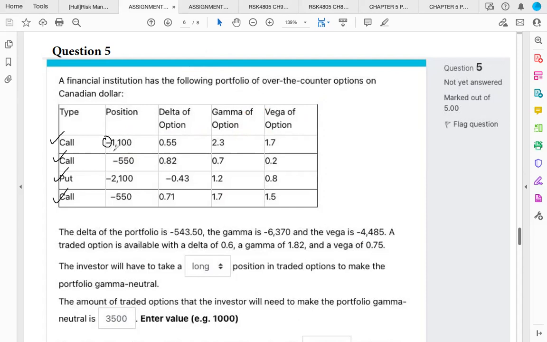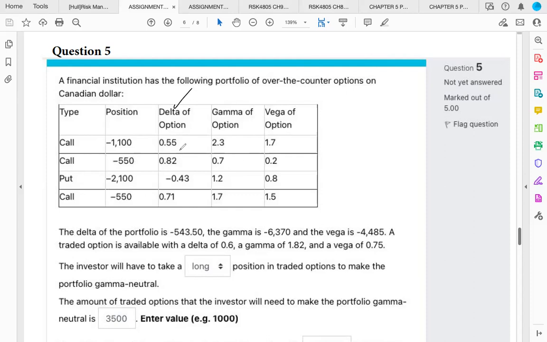They've got a short position in 1,100 call options. They have a short position in 550 call options. They've got a short position in 2,100 put options, and they've got a short position in 550 call options, right? And then we're given the delta of each of the options. The delta of these options is 0.55. Delta of these options, each one is 0.82, these put options. So we're also given the deltas of each of these options, and we're given the gammas of each, and we're also given the vega.